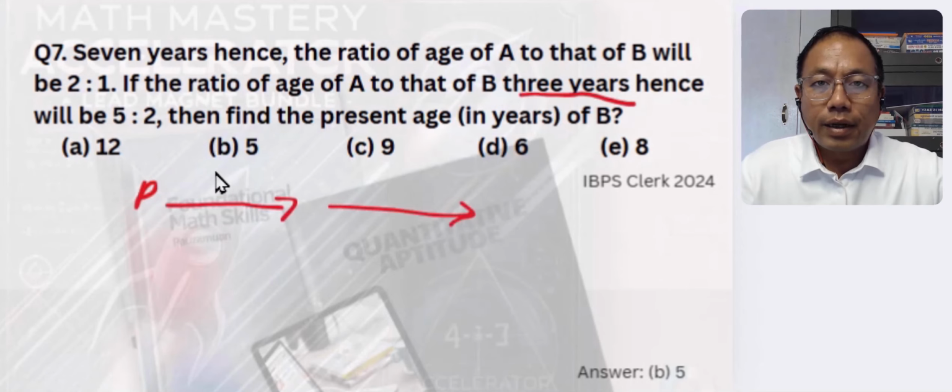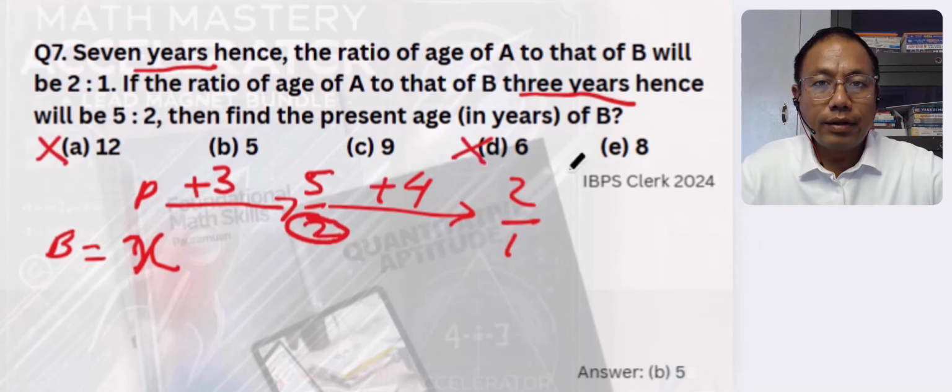X plus 3 must be even. 12 plus 3 is 15. Even means divisible by 2. Okay? It cannot be an even number. It cannot be this. It cannot be this. The possible answer is 5 and 9.